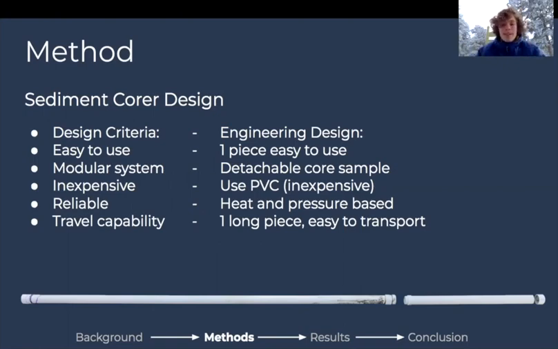My design criteria were that it be easy to use, a modular system, inexpensive, reliable, and have the capability of travel. So the engineering design I built off this was one piece, easy to use, with a detachable core sample using PVC pipe, which makes it inexpensive. Then I applied my own technique of using a heat pressure based system, which I'll get into a little further. Finally, I made it one long piece, making it easy to transport.